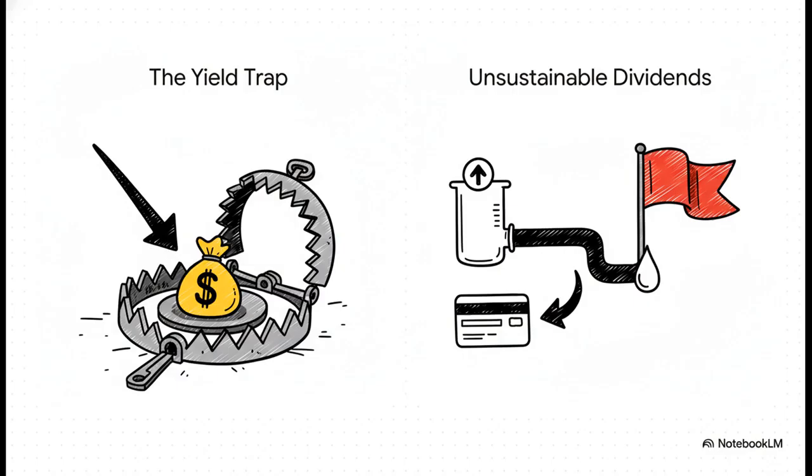But you've got to be careful. Sometimes the yield is high because the stock price has totally tanked for a very good reason. We call this a yield trap. So how do you check if that dividend is safe? Look at the company's payout ratio. If a company is paying out more than 100% of its profits as dividends, that is a massive red flag. It's just not sustainable. It's like paying your bills with a credit card because your paycheck ran out.